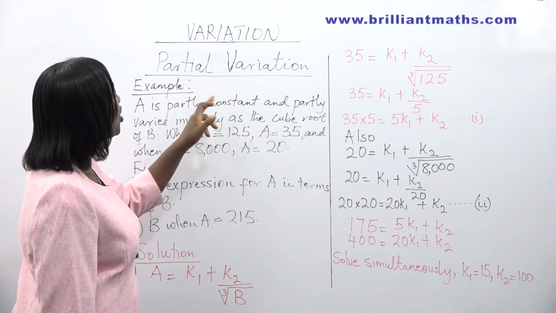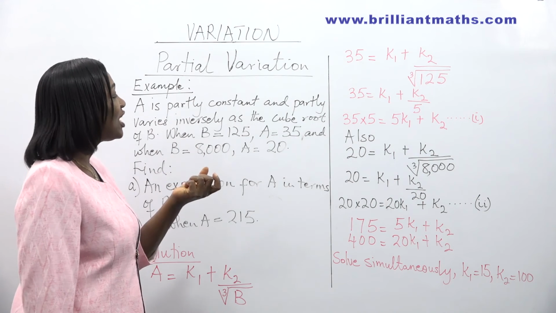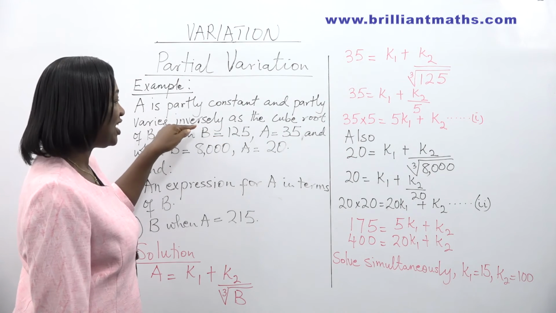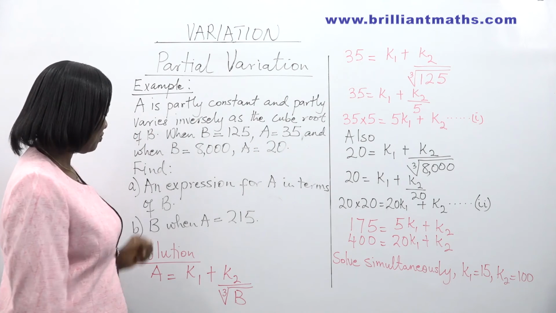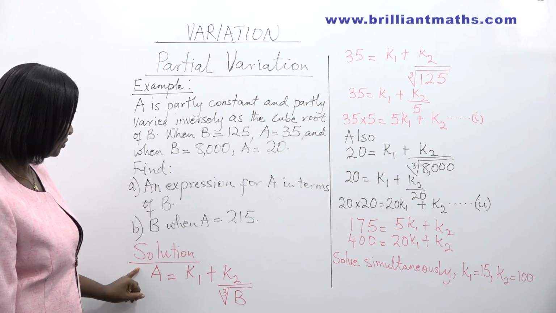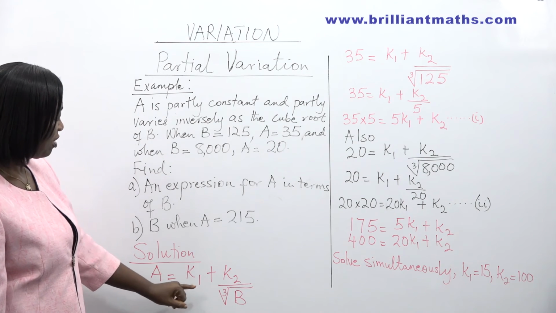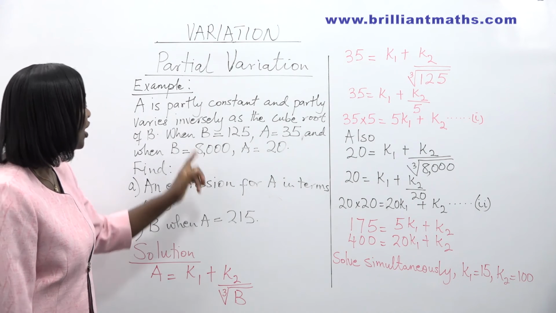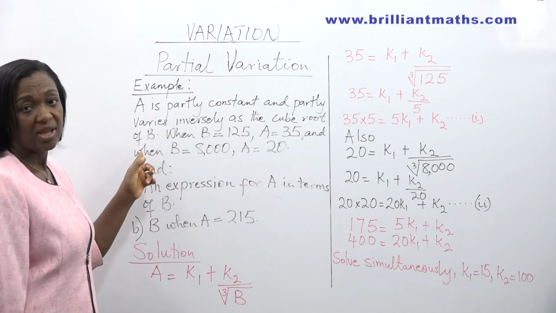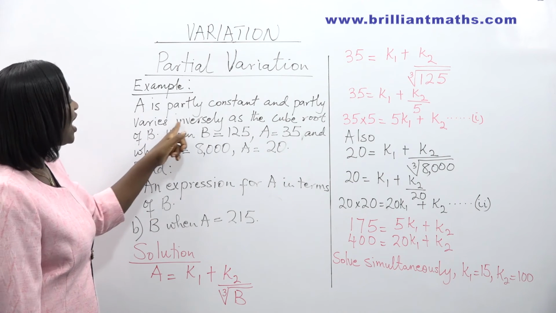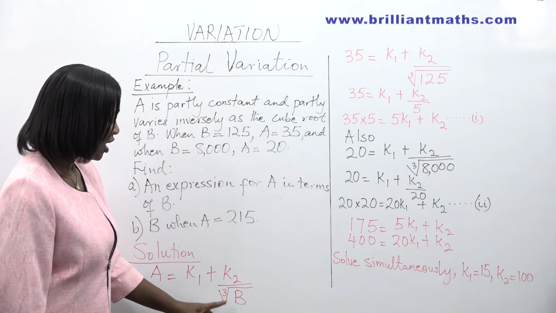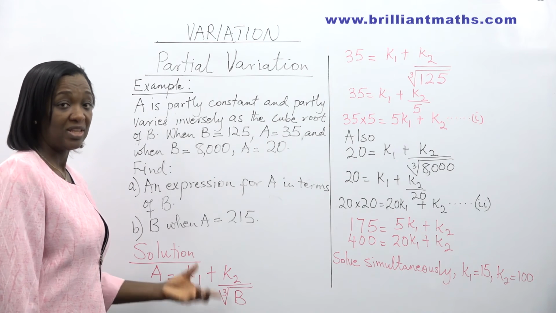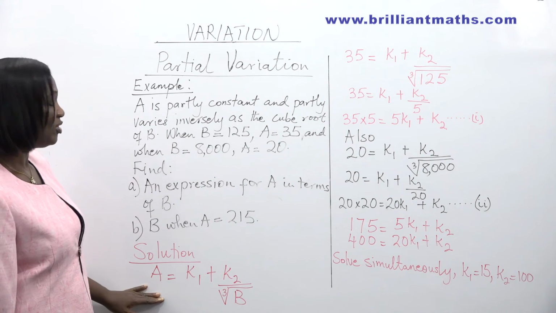A is partially constant, so that's the first constant, K1, and partly varies inversely as a cube root of B. So we have the solution. A is equal to K1 plus K2 over cube root of B. Because it's inversely, so it's K2 over cube root of B. Take note of that. That's very important. So this is our formula.